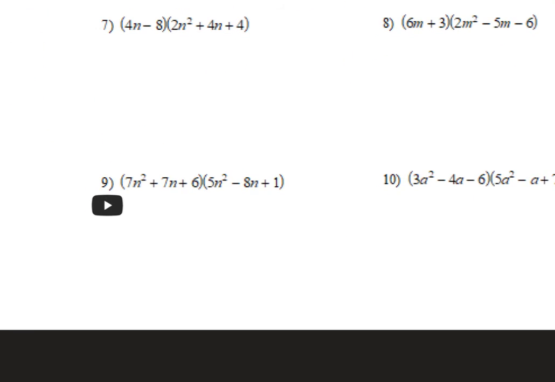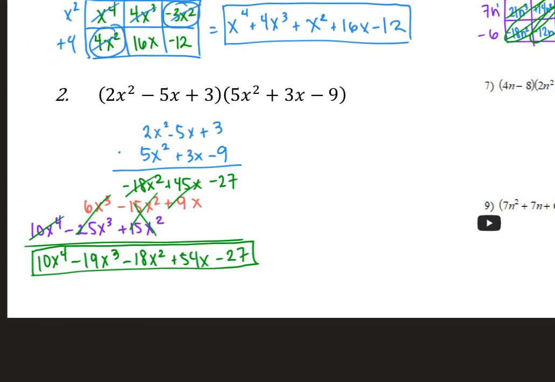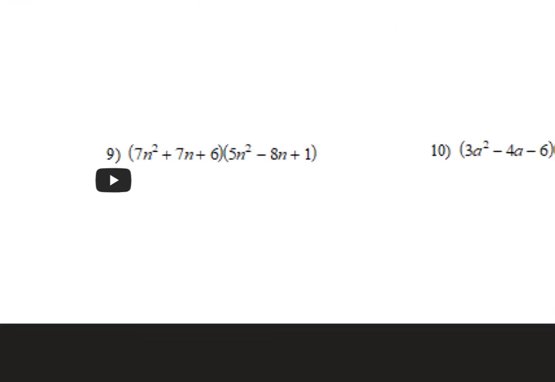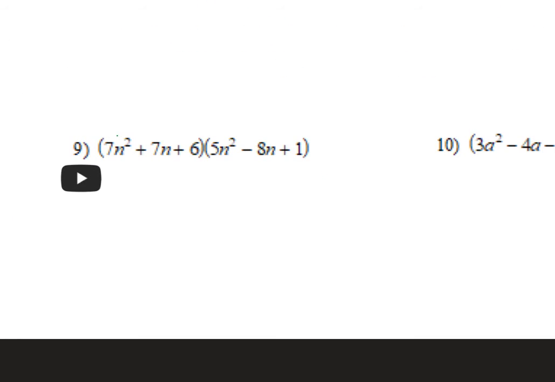All right, and then number 9, we have a trinomial times a trinomial. So I'll go ahead and use distributive property on this one. I'll kind of show you how you can stack your like terms just like we did for number 2 on the U-try. So with number 9, we're going to distribute here. So first we're going to distribute our 7n squared term. So 7n squared times 5n squared, that's 35n to the 4th. And then our next term, 7n squared times negative 8n. 7 times negative 8 is negative 56.